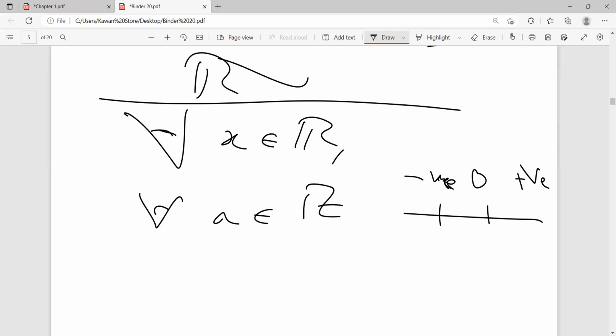So that's what we mean by positive and negative and zero. Okay, dears? Good.